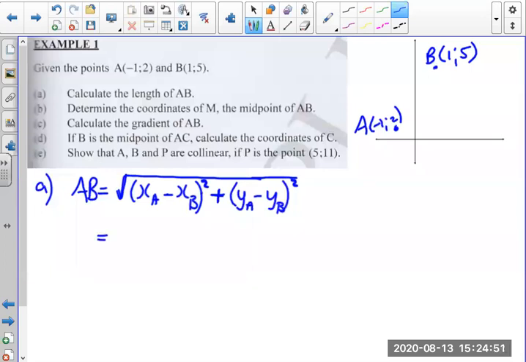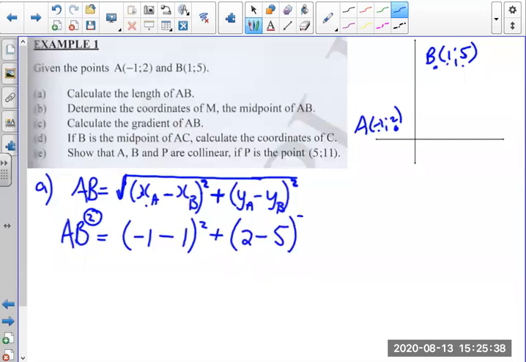Okay, so let's substitute. Now, I like to square the left side and the right-hand side. Why? Because then this square root sign falls away and I don't have to draw it all the time. So now I substitute: x of A minus x of B. So it's -1 minus 1. So -1 is the x coordinate of A, minus 1, the x coordinate of B, square it, plus the y of A is 2, minus the y of B is 5, and I square it.